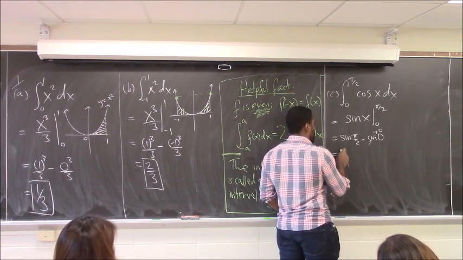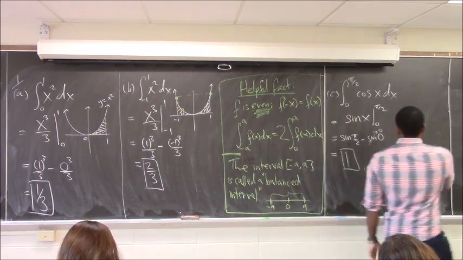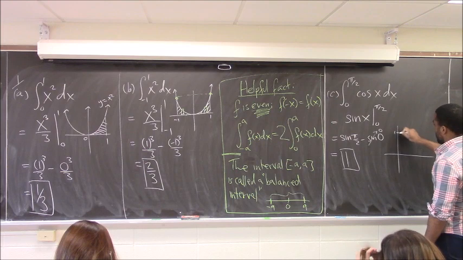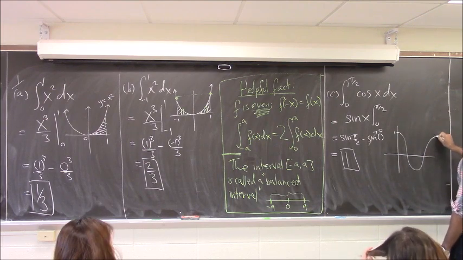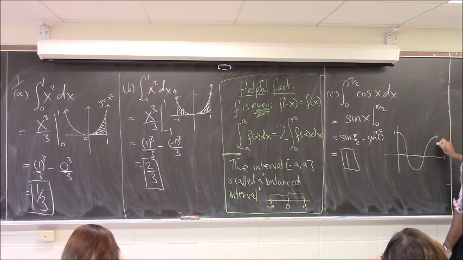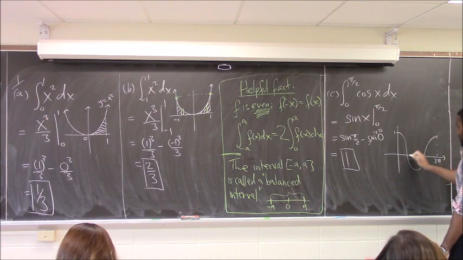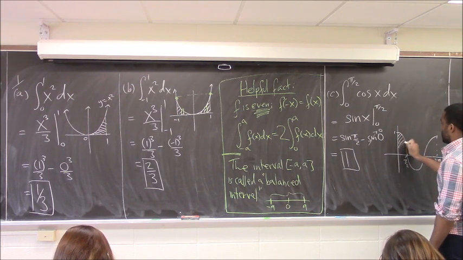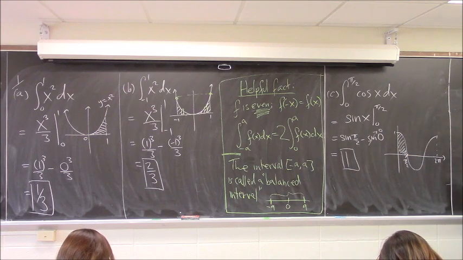One. No, it's 1. So here, what this is, if you look at the graph of cosine, looks like that, where this stops at 2 pi. Pi over 2 is where it hits 0 the first time for the cosine. And what you just computed was that area. That area happens to be 1.